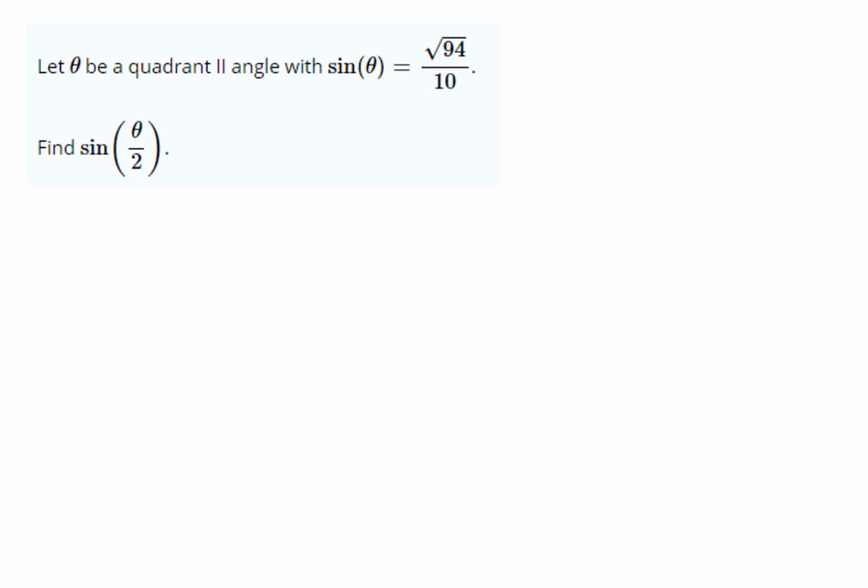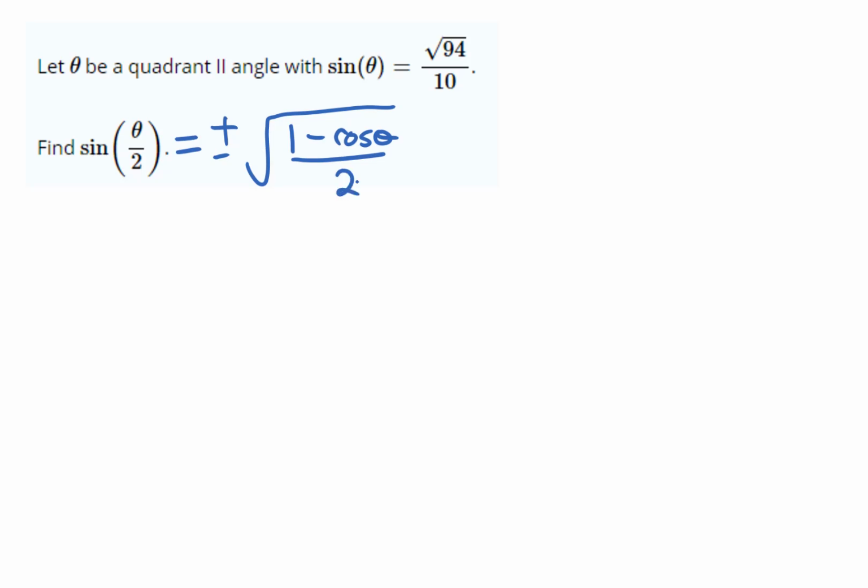Let theta be a quadrant 2 angle with sine theta equaling square root of 94 over 10. We want to find sine of theta over 2. So let's go ahead and use the half angle formula, which is going to be plus or minus the square root of 1 minus cosine theta, all over 2.